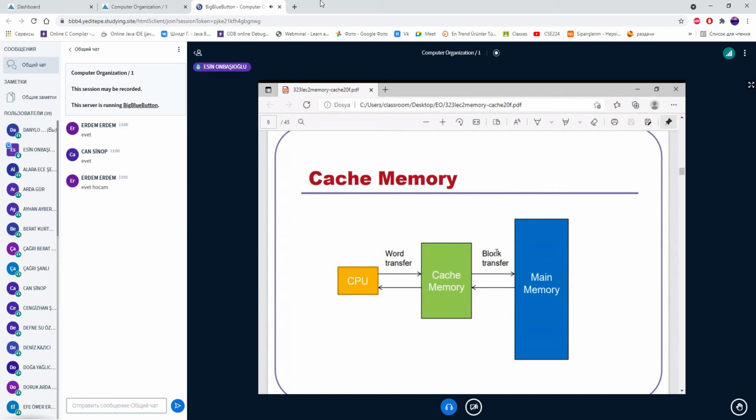But if it is not in the cache, it must come from the main memory into the cache and then to the CPU. We bring it from the main memory into the cache because the next time we access an address closer to the current address, the probability of having it in the cache will be high. And we said that the data moves from main memory into the cache in the form of blocks, and from the cache, one word is transferred to the CPU.